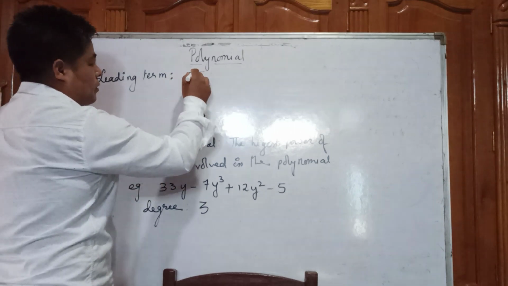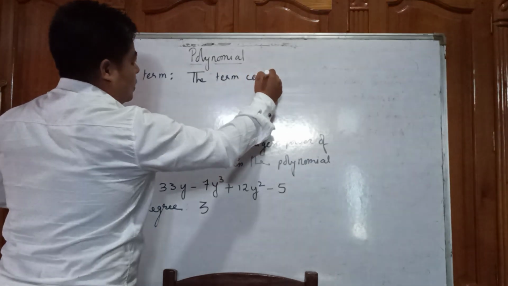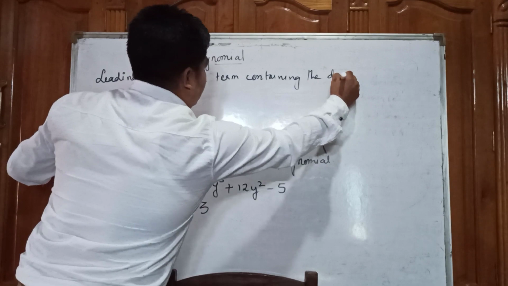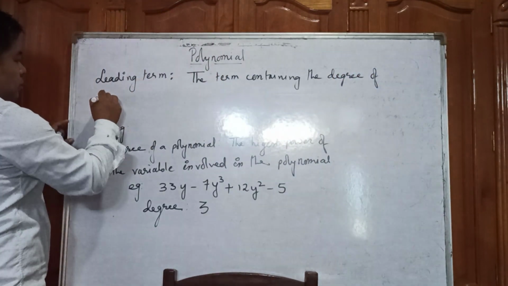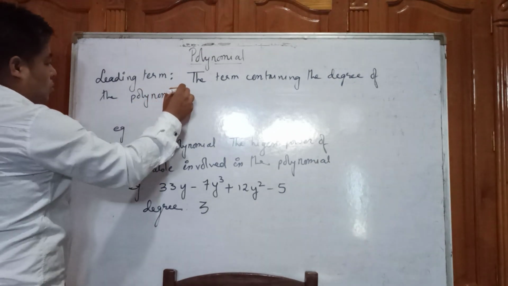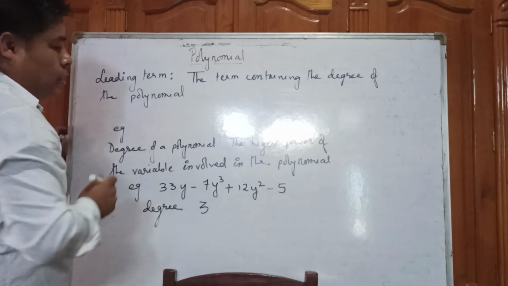It's quite simple again. The term containing the degree of the polynomial is called the leading term.